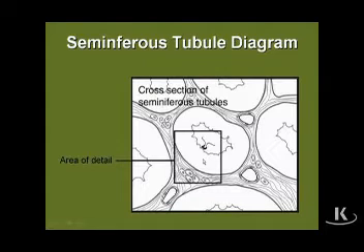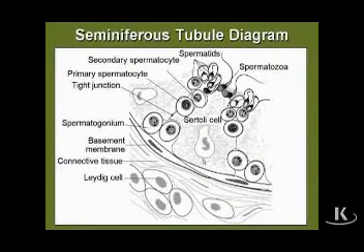So in the area of detail, this is shown in a schematic view on the subsequent slide. First off, we want to make the point about what cells are situated closest to the basement membrane and what is the progression of gametogenesis and the change in cell type as we move from the basement membrane to the luminal surface of the seminiferous tubule.